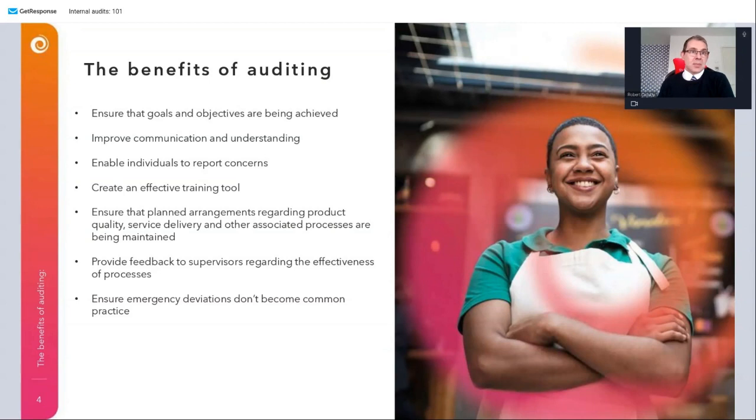And for other management systems that may be in place, like health and safety and the environment, it can help you to check that those environmental considerations are actually being met. And it can also identify where deviations may be creating the organization problems as well.